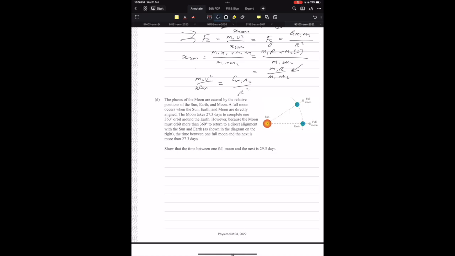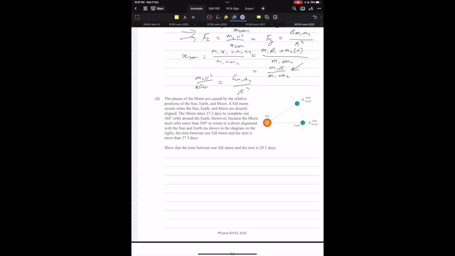Okay, so what they're trying to say is, as the earth orbits from here to here, if the moon had traveled exactly 360 degrees, it would still be somewhere around here. But the thing is, it needs to travel a bit more than that in order to catch back up with the earth so that it's aligned again. So it's traveled a bit more than 360 degrees. So it could be like 400 degrees or something. But for the sake of this question, it doesn't actually matter how much further it travels.